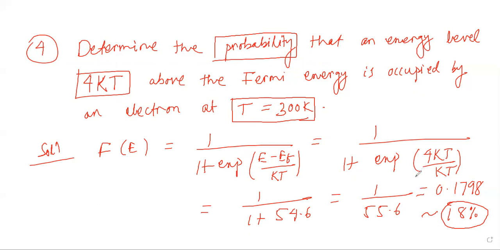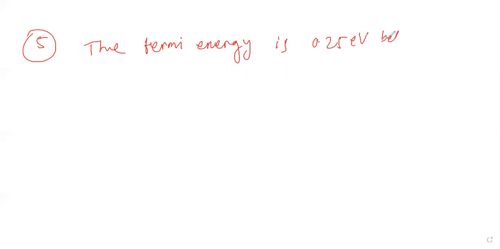Okay, so this is how we can do the questions. One more question we can do. So this question says the Fermi energy is 0.25 electron volt below the conduction band. I'm just writing it as CB, conduction band. Determine the value of NC, effective density of states for the conduction band.